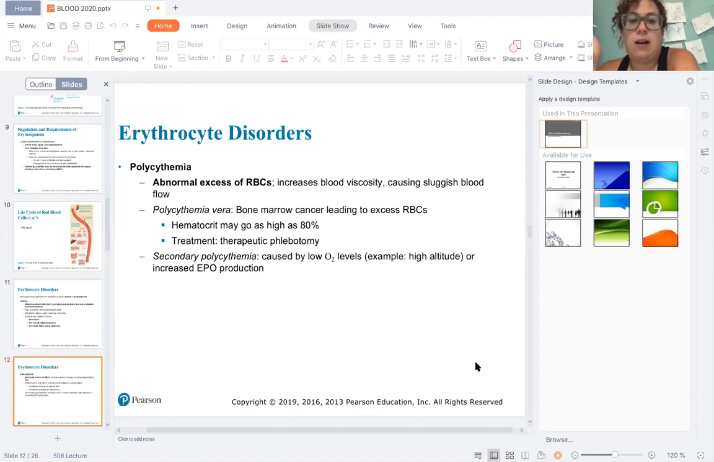Okay. Then we also have secondary polycythemia, which is caused by low oxygen levels. So sometimes people, in order to become faster runners or faster bikers, will train at high altitude. And why do they do that? Because high altitude has a lower oxygen level. And you want to have stamina and the ability to do aerobics, so you want more oxygen available to get to your cells so you can keep going.